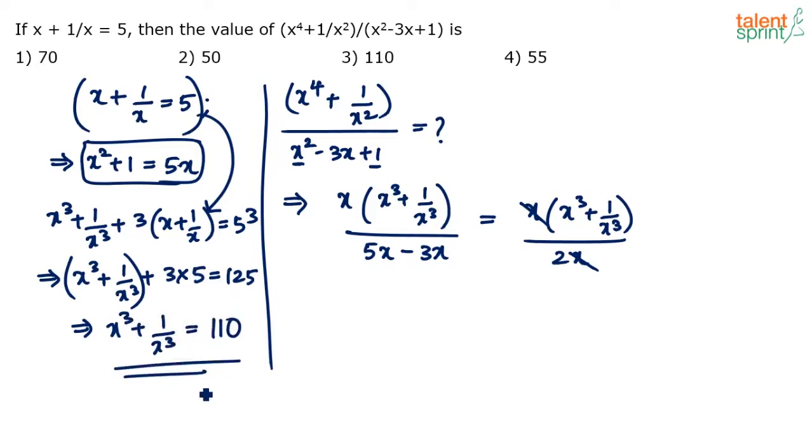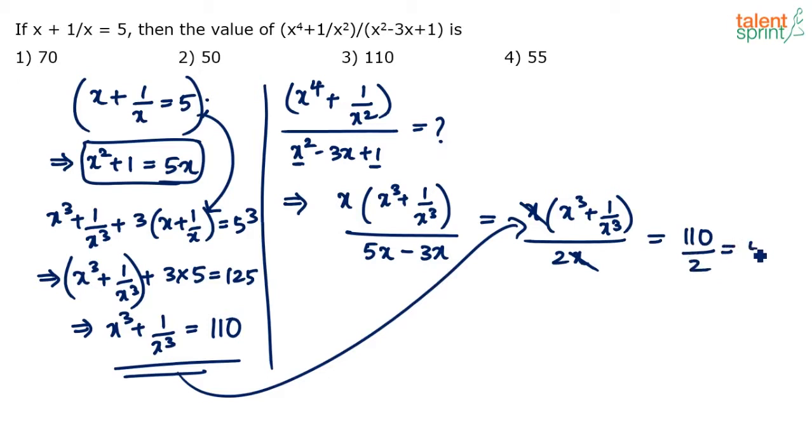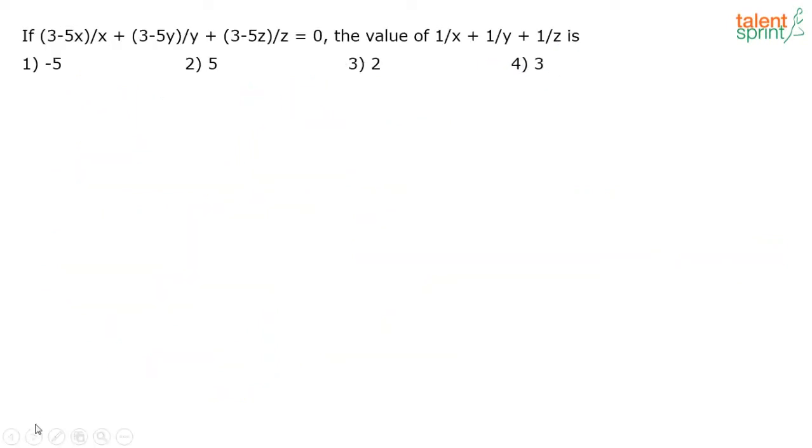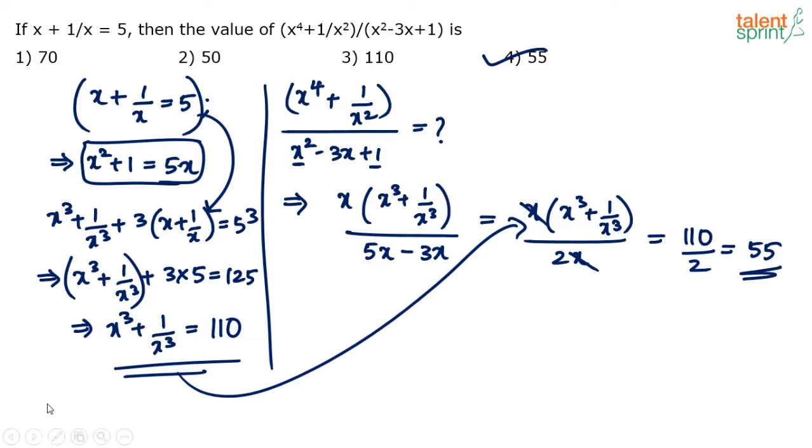Done. Substitute this here in this place now. So 110 upon 2, which is equal to 55. And I think that's the solution. There's no other way out. You have to follow this process. Otherwise, you'll not get the answer. So option 4, 55 is the final answer. It's not 110, it's 55. Remember, it's 110 divided by 2. 110 by 2 is 55.